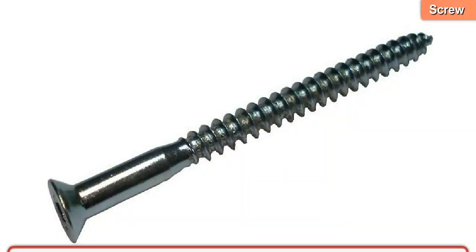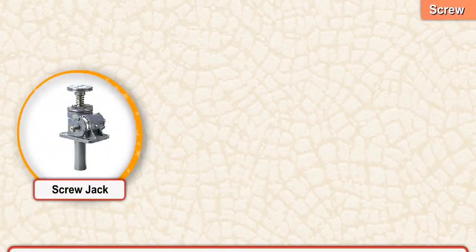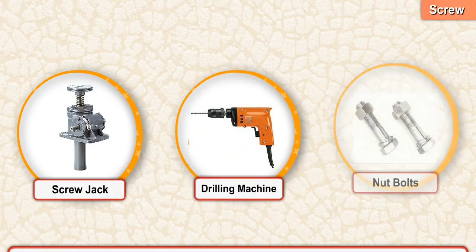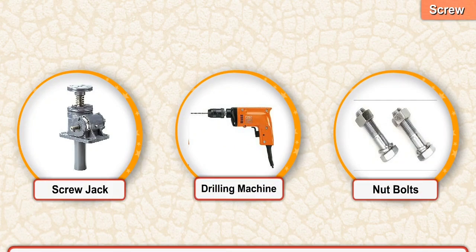Screw. A screw is an inclined plane wound around a rod to form a spiral. It helps to hold things tightly. A screw can be easily driven into a foot. Screw jack, drilling machine, and nut bolts are examples of screw. You can find screws on electric bulbs and jars too.